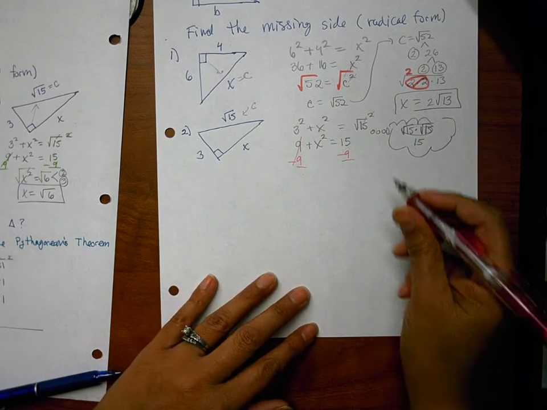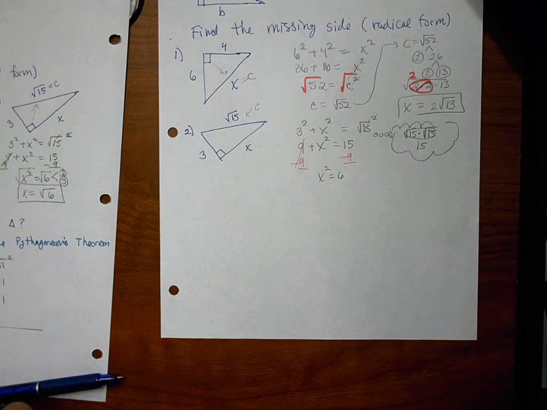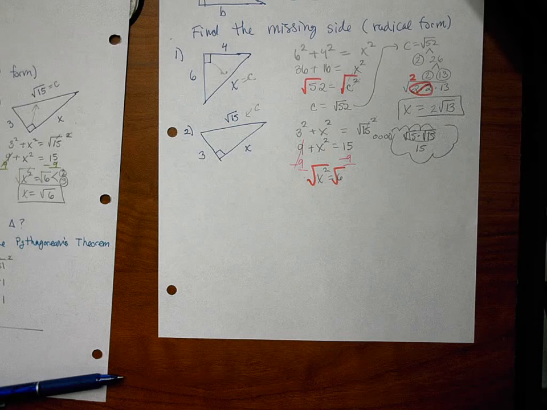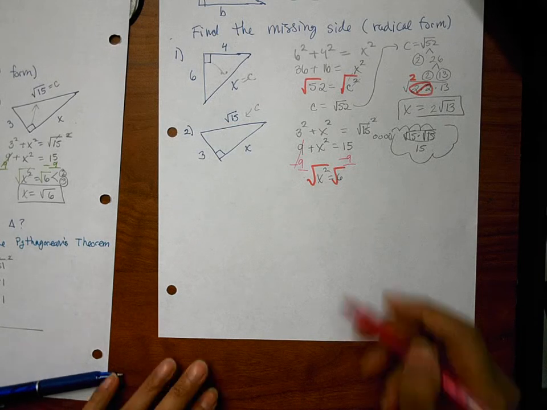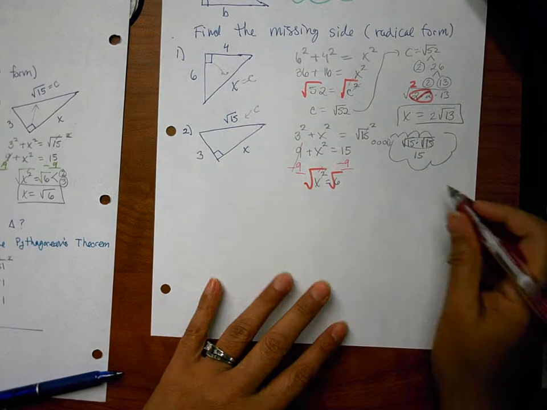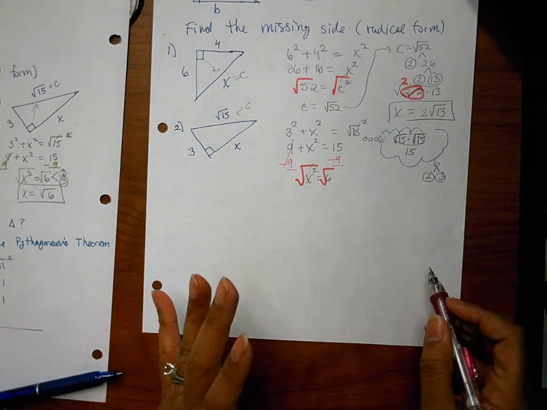All right, I'm ready to solve. I can't square root both sides yet, so I'm going to subtract the 9. x squared equals 6. And then we square root both sides. Again, inverse operations, square roots and squares undo each other.